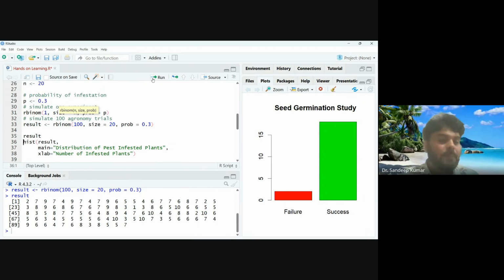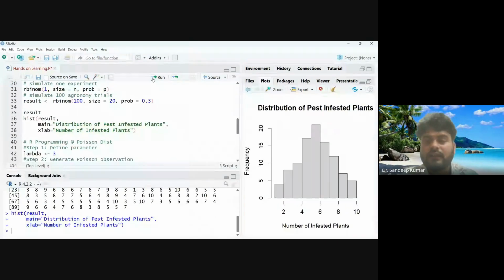And if I make a histogram for this, basically this is the histogram for the pest infested plants under the binomial distribution. The x-axis is the number of infested plants, 2, 4, 6, 8, 10, and the y-axis is frequency, 0, 5, 10, and 15. And this is the graph of the binomial distribution. Okay. And I'll return to the main slides.